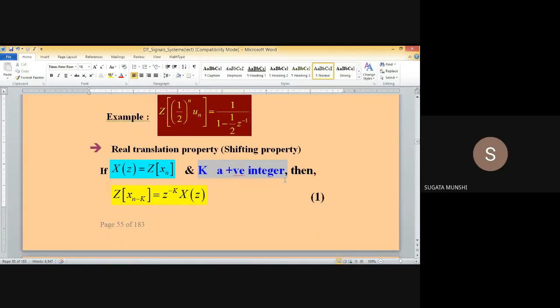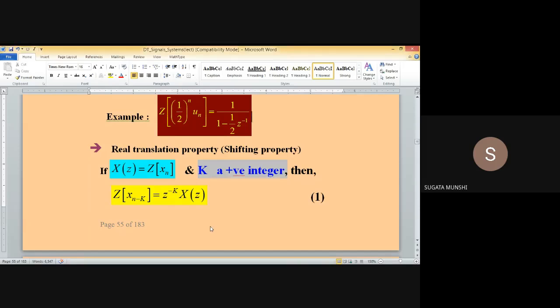Now coming to the shifting property, say if X(z) is the Z transform of the sequence x[n] and capital K is a positive integer, then Z transform of the sequence x[n minus k] will be z to the power minus k into X(z). If k is a positive integer, what is this sequence x[n minus k]? It is the sequence x[n] shifted right by k samples.